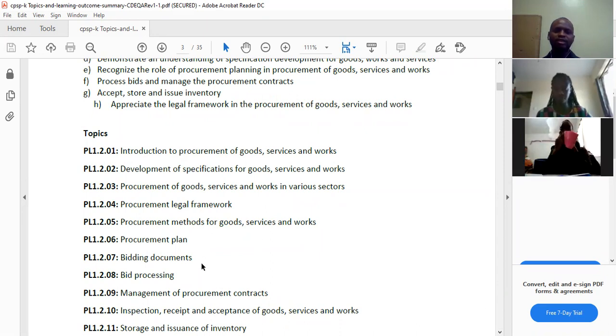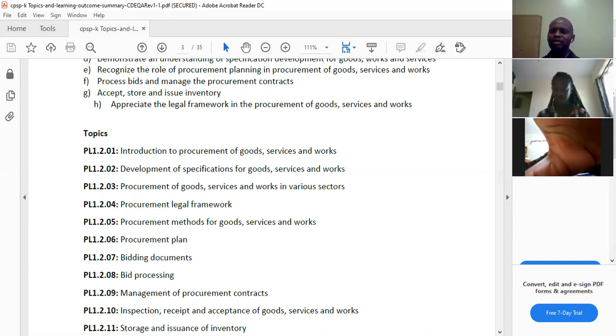We shall also understand some of the bidding documents, like the tender document. How are we going to formulate the tender document? How is it important for people in procurement to use that document? Then we shall also understand the bidding process. Remember, procurement is a process.